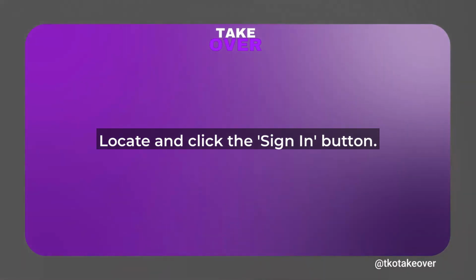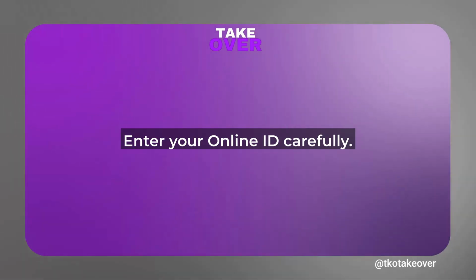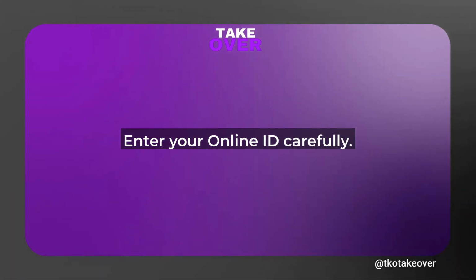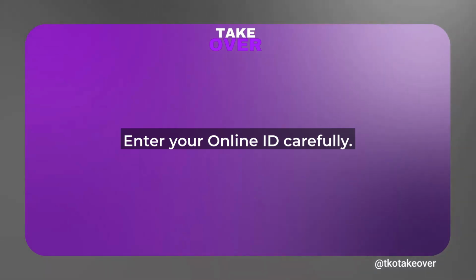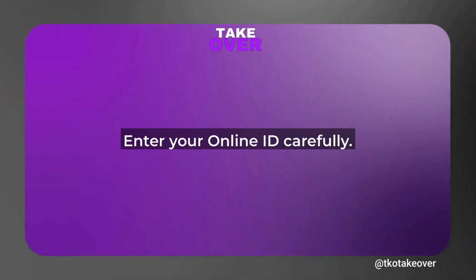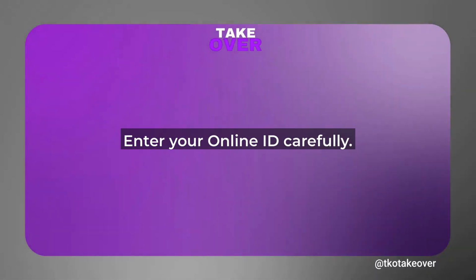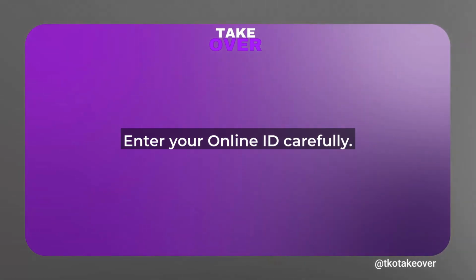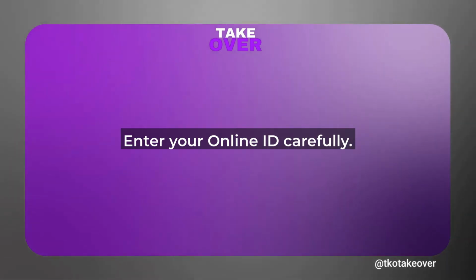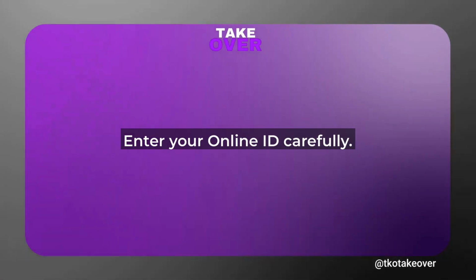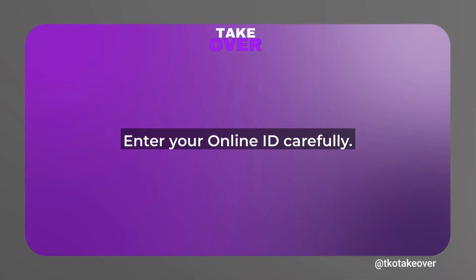Once you're on the homepage, look for the Sign In button, which is typically located in the top right corner. Give it a click, and you'll be directed to the login page. On the login page, you'll see fields for your online ID and password. Start by entering your online ID. That's the username you created when you set up your account. Make sure to type it accurately.